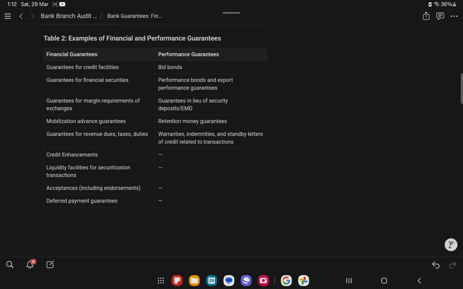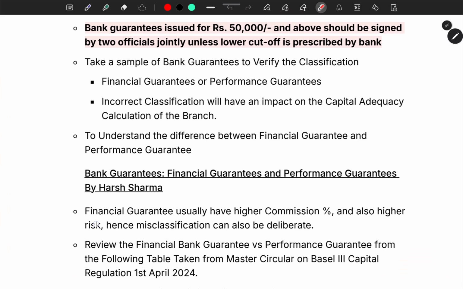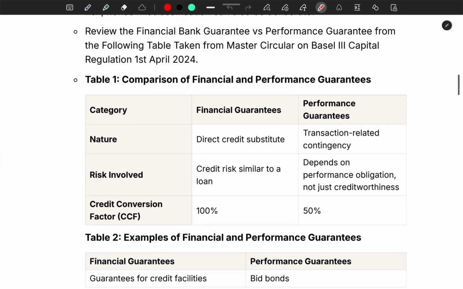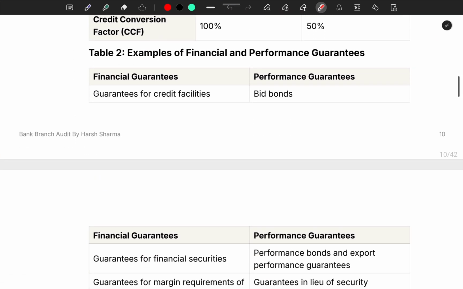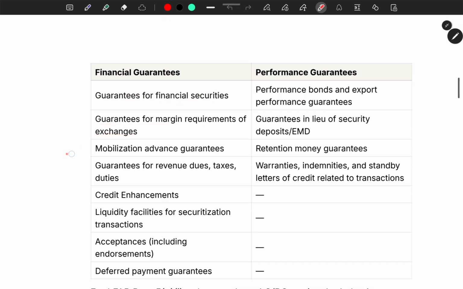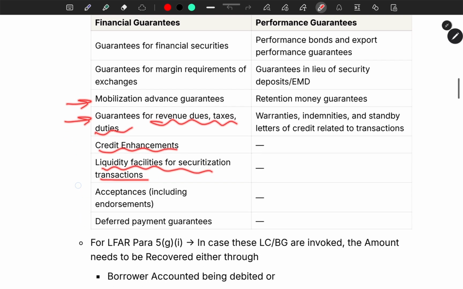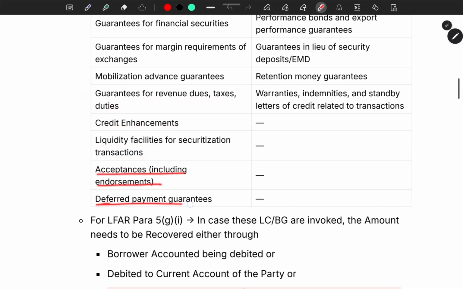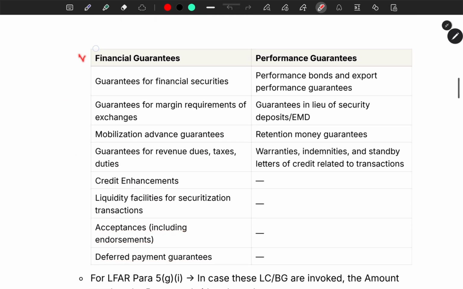Now, these are some examples of financial and performance guarantees which we can refer back in our notes as well. Okay, so financial guarantees have this and this. So some of the examples are given here. Every guarantee given for credit facilities, while performance guarantees could be related to bid bonds, guarantees for financial securities, guarantee for margin requirement with exchanges, mobilization of advances, revenue dues, taxes, duties, credit enhancements, liquid facilities for securitization transaction, acceptance including endorsements, deferred payment guarantees. These are all your financial guarantees.